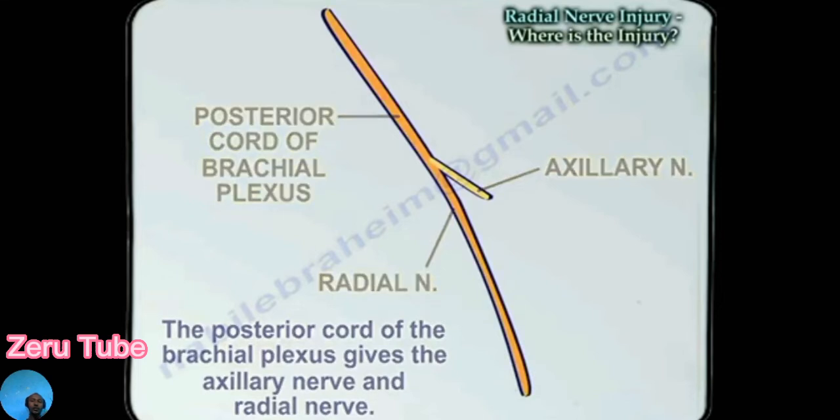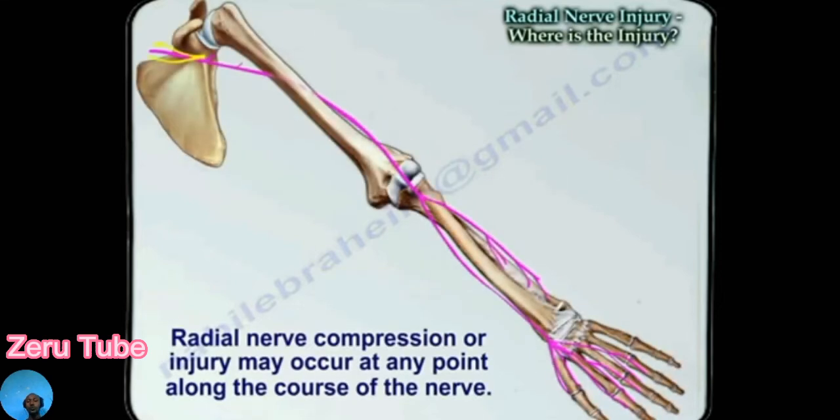So we should consider different sites of radial nerve injury. The radial nerve compression or injury may occur at any point along the course of the nerve, from the axilla up to the hand, the tip of the hand.